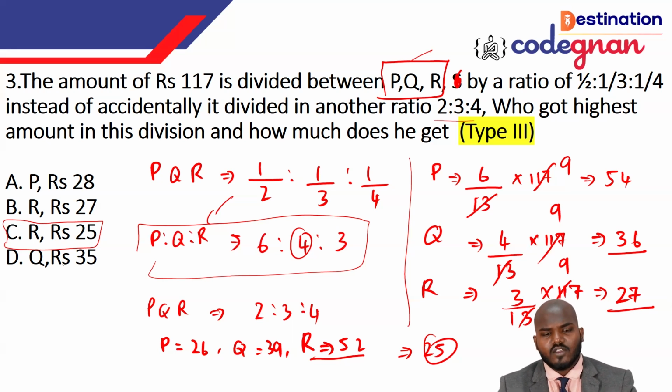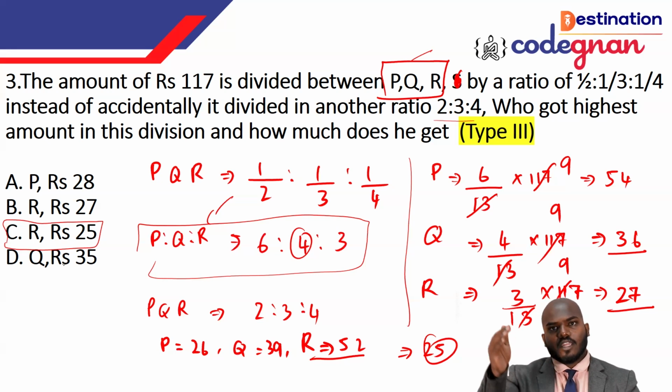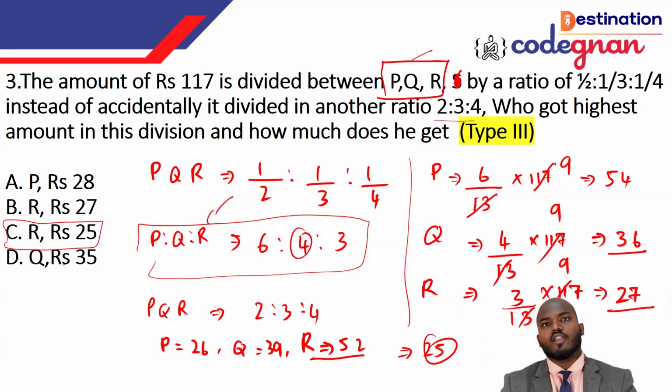Accidental value means it is already implemented, so you need to remove it and then only check what the highest value is. Okay, same as I have done for P, Q, R for the correct division, you also want to do it for the wrong value.